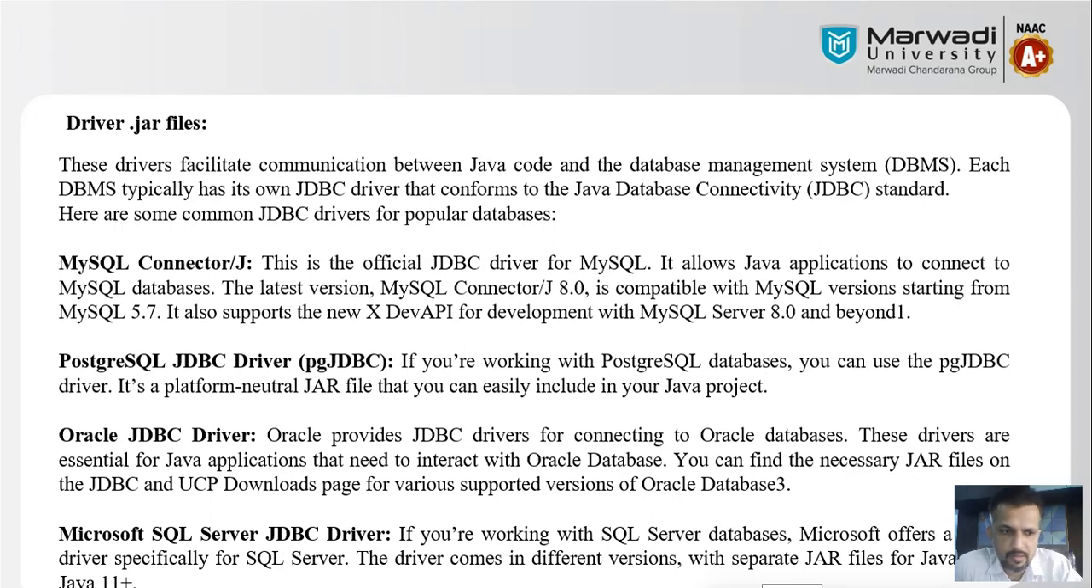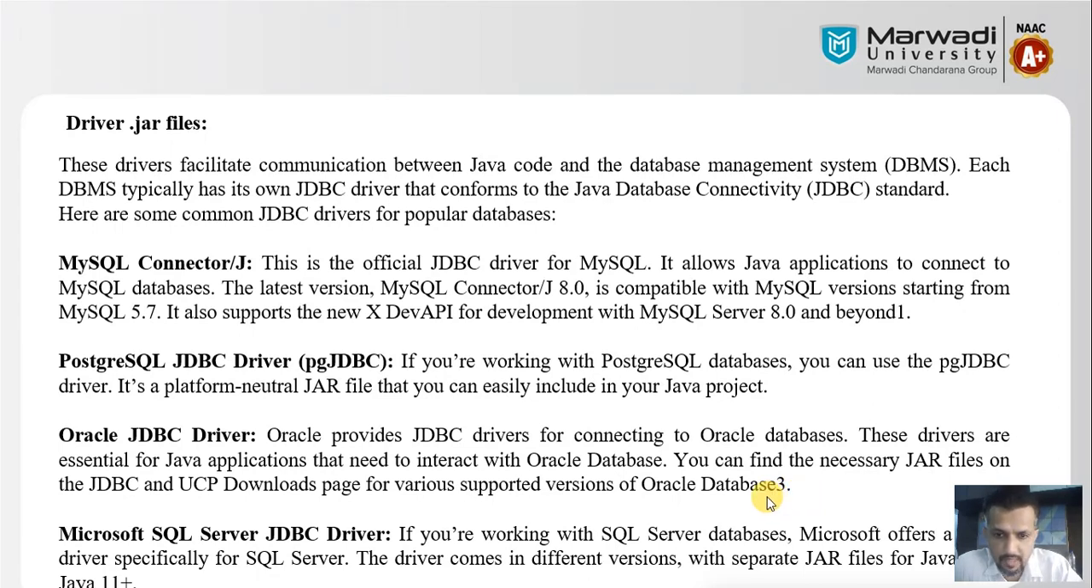The third one is the Oracle JDBC driver. If I use an Oracle database, then I will use the Oracle JDBC driver files, and these driver files are essential for Java applications that need to interact with the Oracle database. It depends upon the Oracle version I am using. On the basis of that version I will use different version-based jar files. You can find the necessary jar file on the JDBC UCP download page for various supported versions of Oracle Database. So let's see the page.